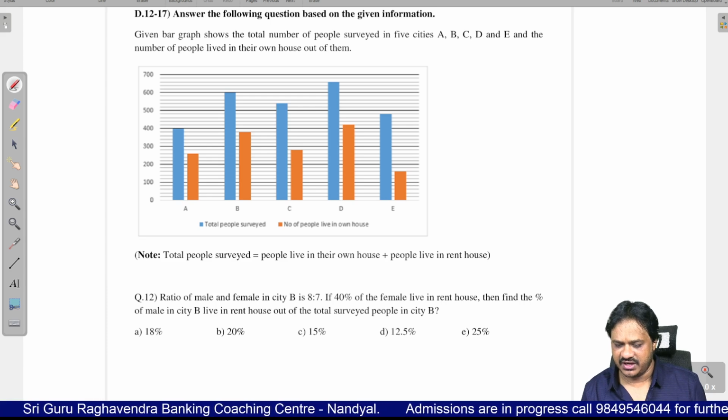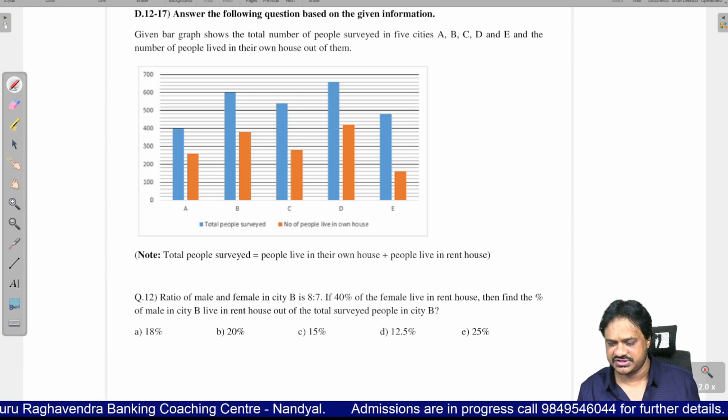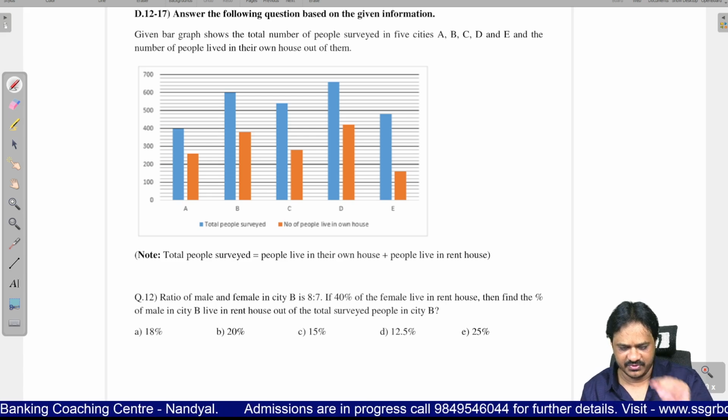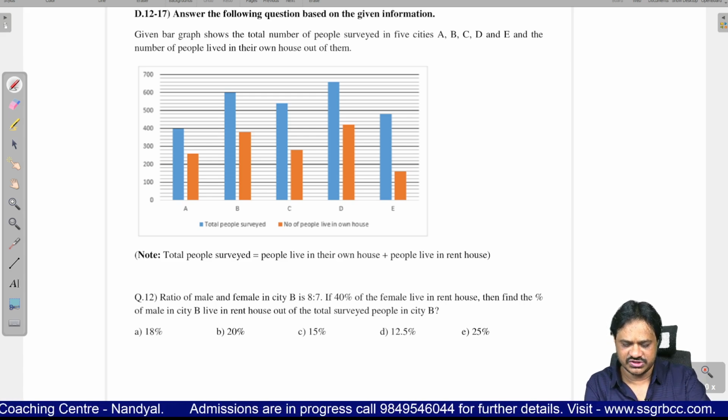The given bar graph shows the number of people surveyed in 5 cities A, B, C, D, E and the total number of people living in their own house out of them.